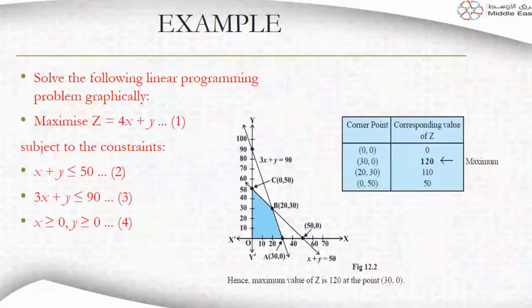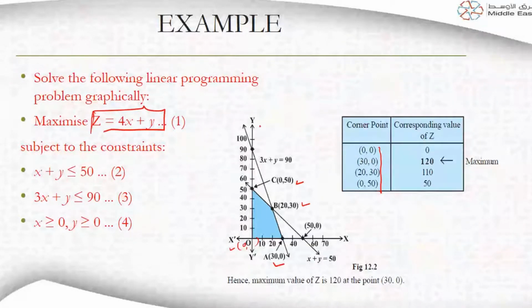Where are the corner points? This is 0 comma 50, one corner; 20 comma 30 is one corner; 30 comma 0 is one corner; 0 comma 0 is another corner. So you have taken 4 corners. So take the corner points here. Now take this function z equal to 4x plus y.